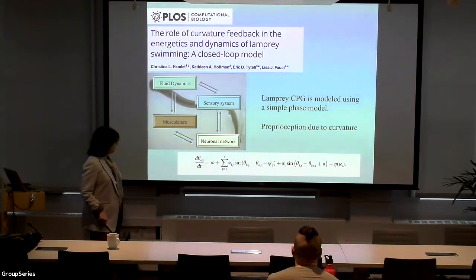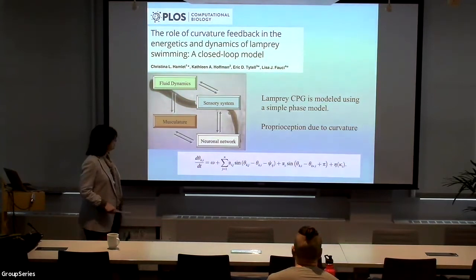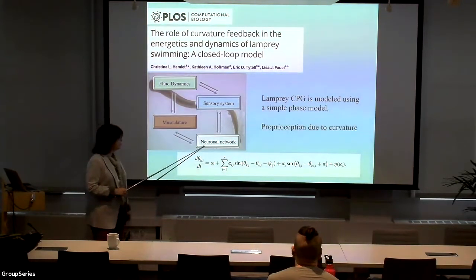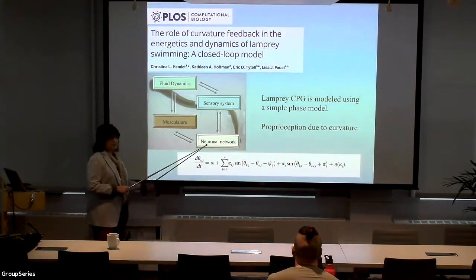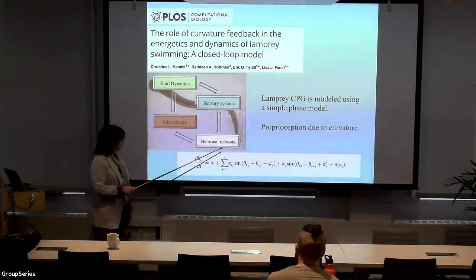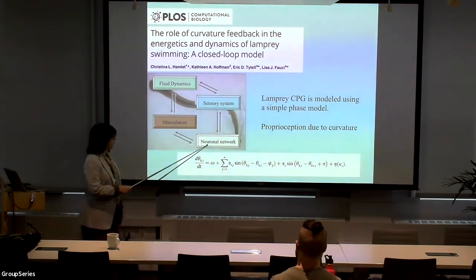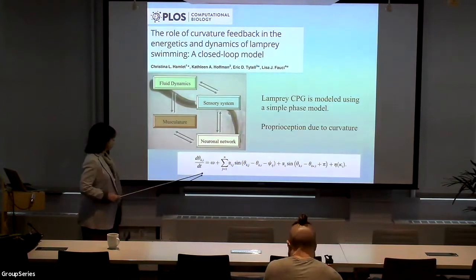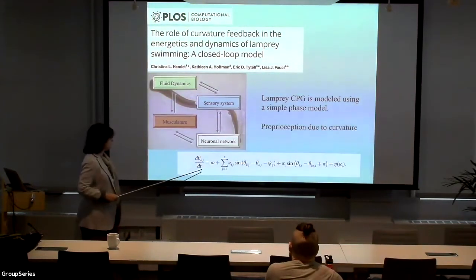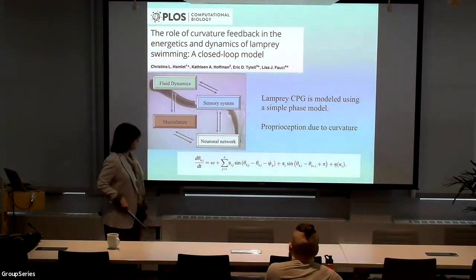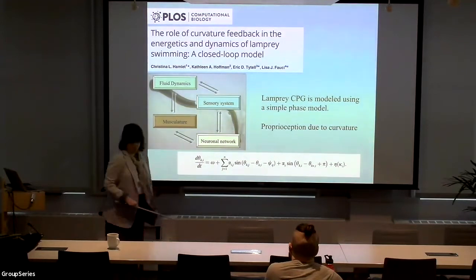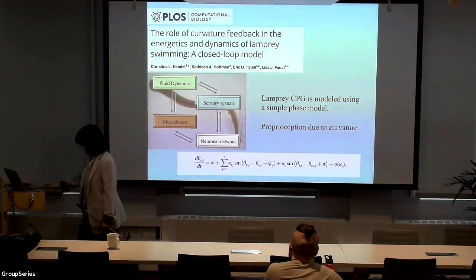So the CPG, this neural network, should be modeled, let's say, by Hodgkin-Huxley type equations, but we're going to start in a very simple way where we look at coupled oscillators. So you recognize here, this looks like the Kuramoto oscillator equation with some forcing terms. So let me just show you a little bit.